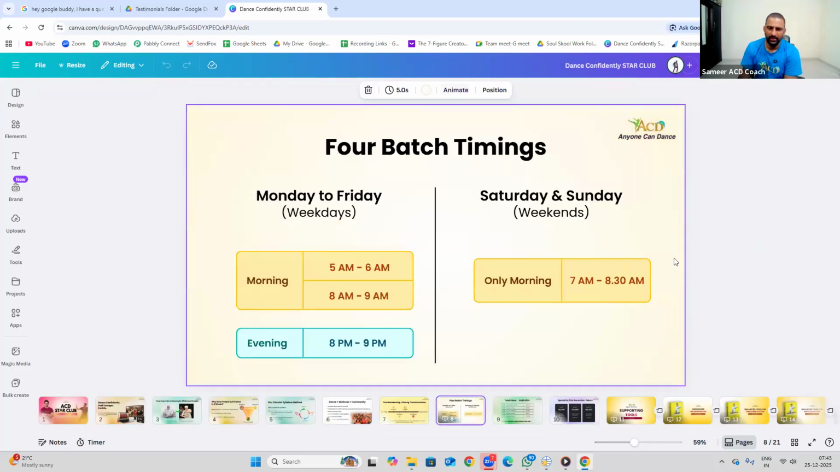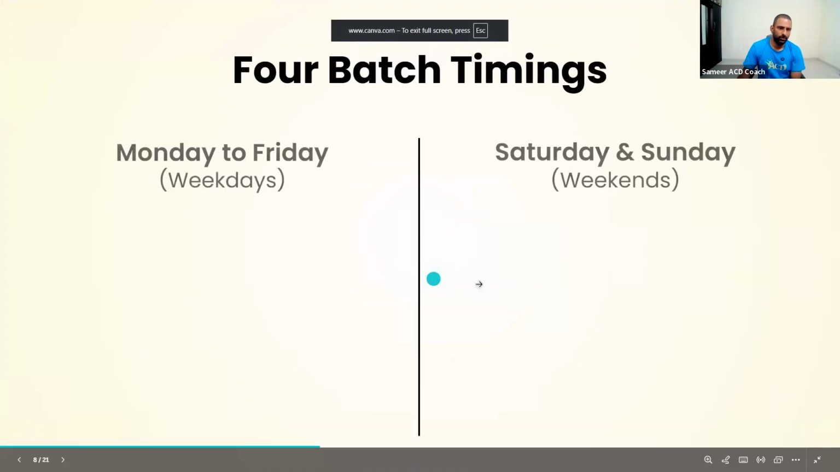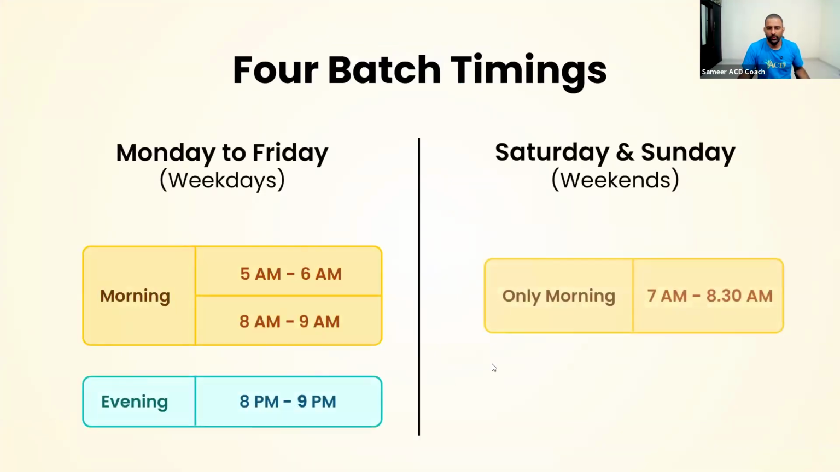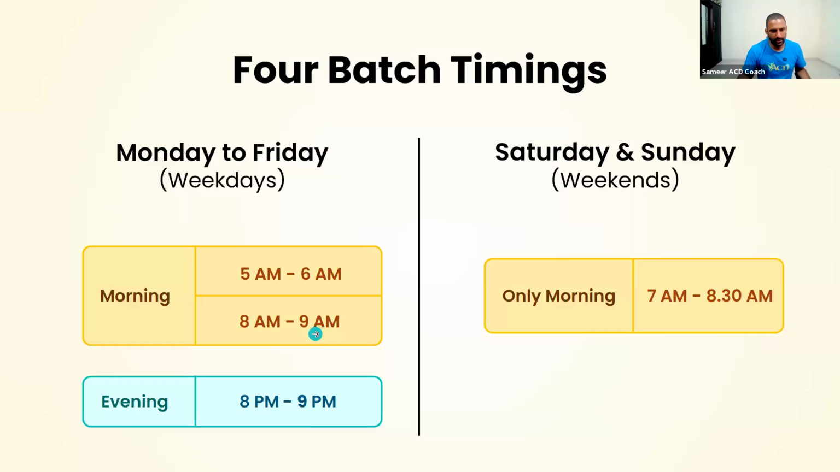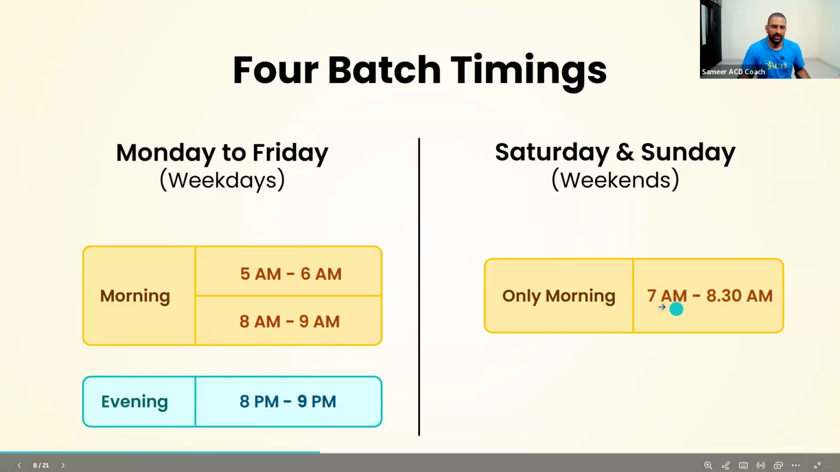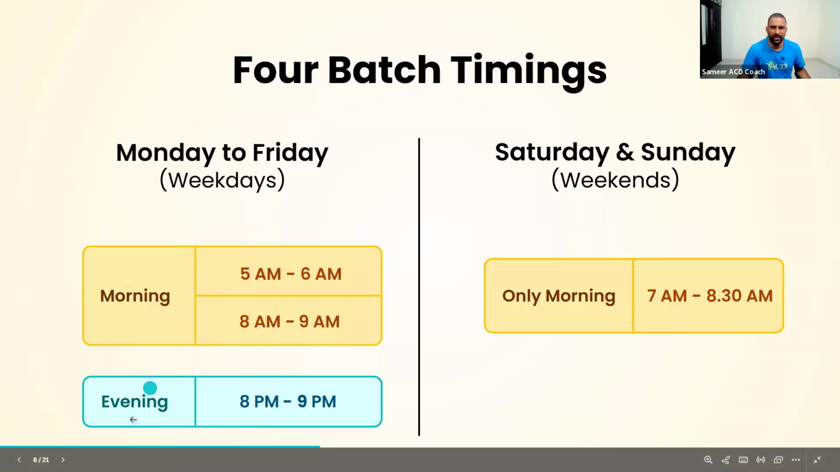And these are the timings, guys. Have a look at it. There are 4 batch timings: on weekdays there are 3 batches, and on weekends there is 1 batch. Monday to Friday: early morning 5 to 6, then 8 to 9 in the evening, and morning 7 to 8:30. Whatever I teach at 5 to 6 in the morning, I will teach the same thing in the 8 to 9 evening batch.